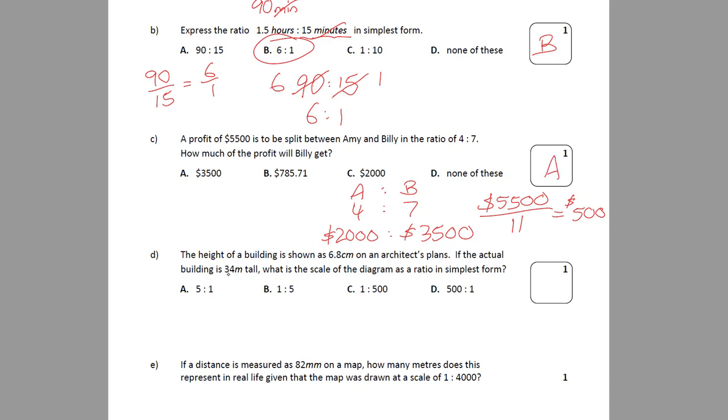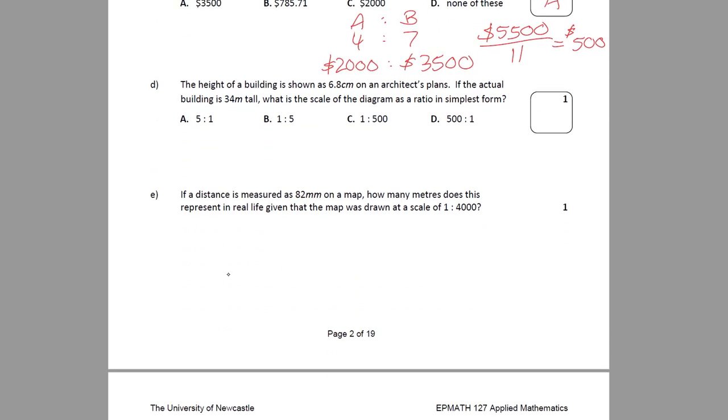The height of a building is shown as 6.8 centimetres on an architect's plans. If the actual building is 34 metres tall, what's the scale of the diagram as a ratio in simplest form? Well, with scale things, we have a set left-right. It's in the form scale to actual, so I did my scale to actual. And what's scaled and what's actual? The architect's plan is 6.8 centimetres. That's the scale, that's not the real thing. The actual thing, the real thing, is 34 metres. So there's my ratio, 6.8 centimetres to 34 metres.